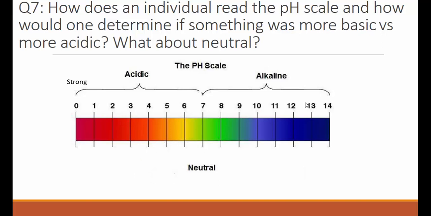Well, I know bases are 8 to 14, and I know my strong bases are going to be right around 13, 14 because they're farthest away from neutral. Then I have my weak acids, which are going to be 5 to the high 6s because they're right close to neutral. My weak bases are going to be 8 to the low end of 9 because they're very close to 7.